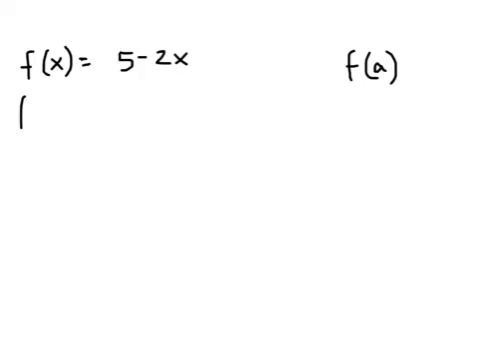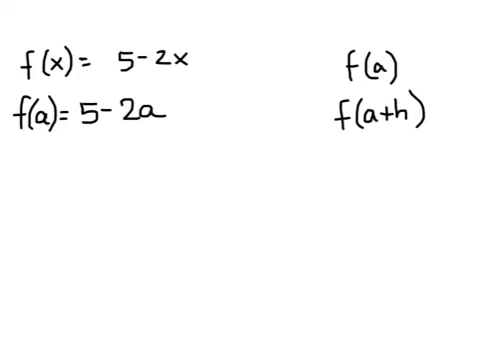So if I give you the function f of x equals 5 minus 2x, and I want you to find f of a. Well, when I find f of a, it's 5 minus 2a, and I'm done. There's nothing else I can do with that because the a and the 5 don't mix. So as far as that goes, that's it.